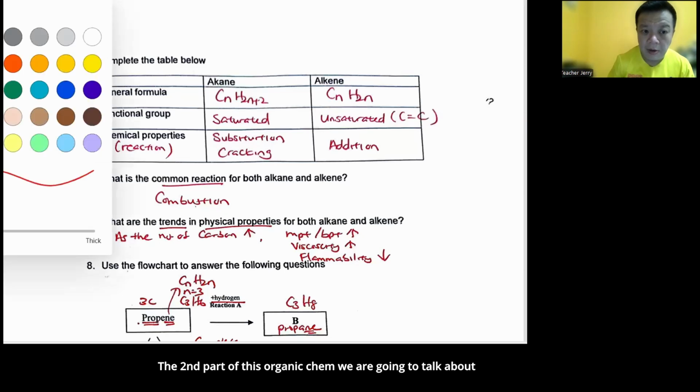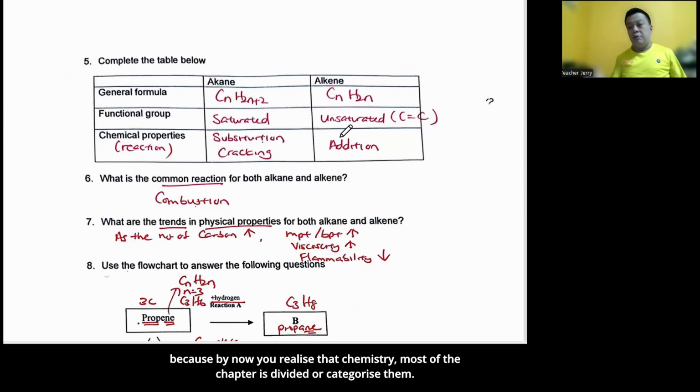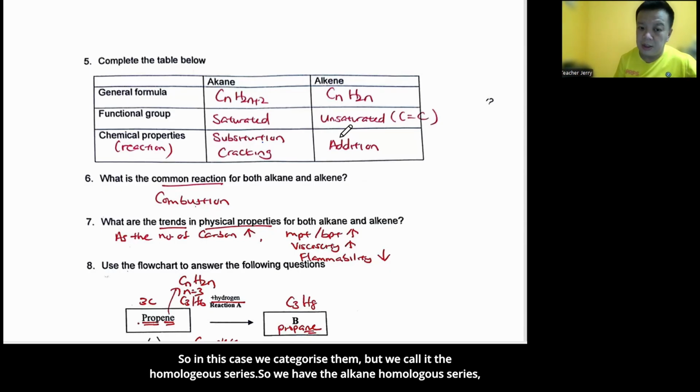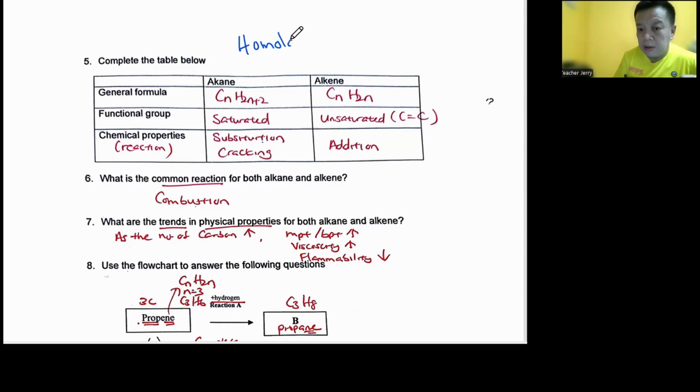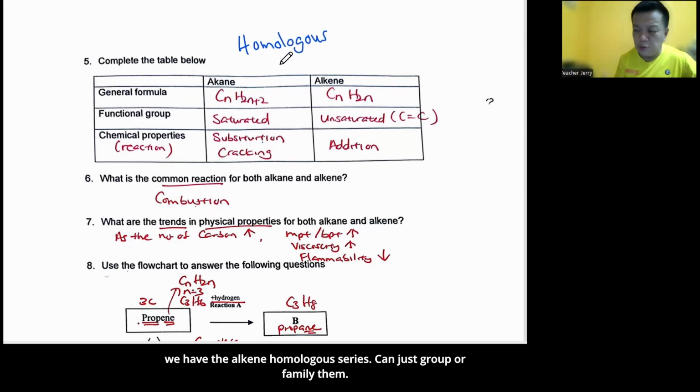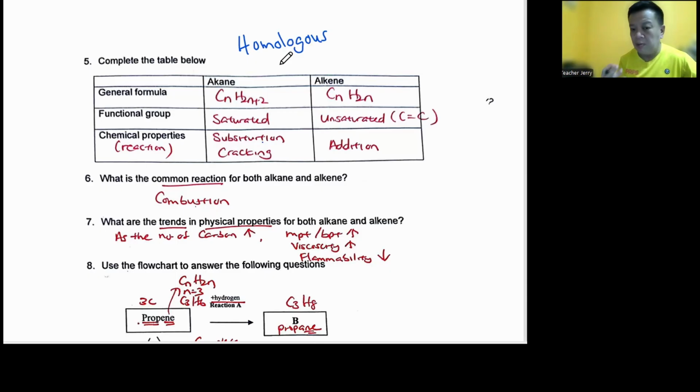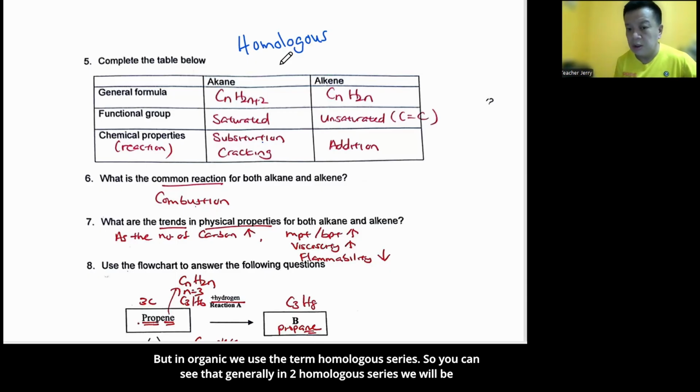Right, the second part of this organic chem. By now you realize that in chemistry, most of the chapters that we learn, we like to categorize them. So in this case, we call it the homologous series. You have the alkane homologous series, you have the alkene homologous series. You can just call it group or family or whatever you want, right? But in organic, we use the term homologous series.